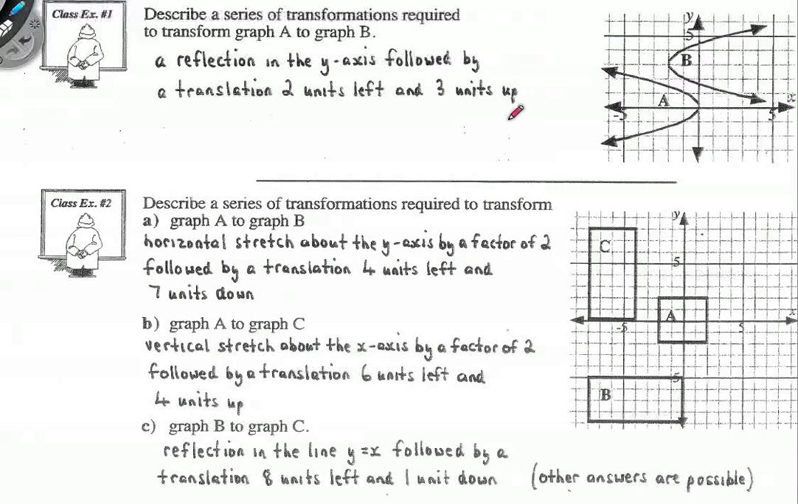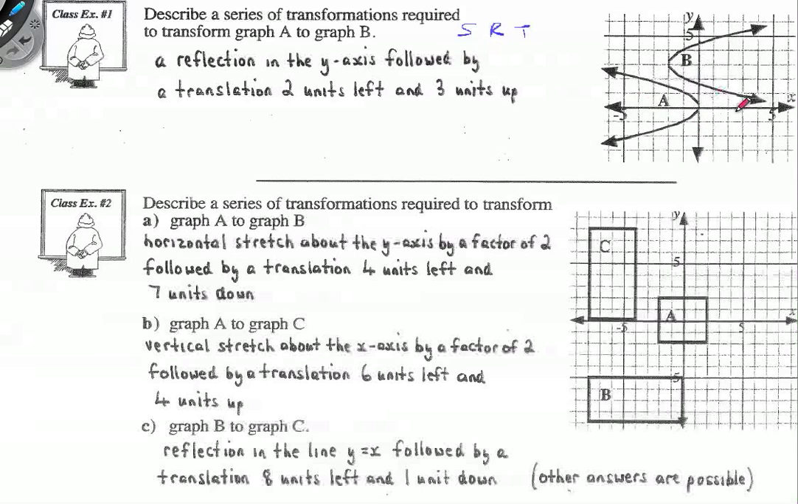Class example 1. Describe a series of transformations required to transform graph A to graph B. Okay, so what did we say? It was stretches, reflections, translations. SRT. That's not even in alphabetical order, so you're going to have to remember that somehow. Well, let's look at any stretches. These look pretty much the same shape, so stretches are probably not happening. Reflections, yeah, it looks like there's a reflection taking place. We could have reflected perhaps in the y-axis.